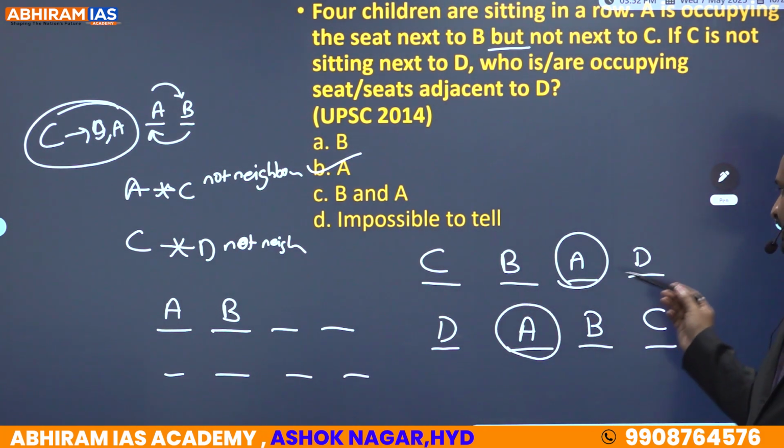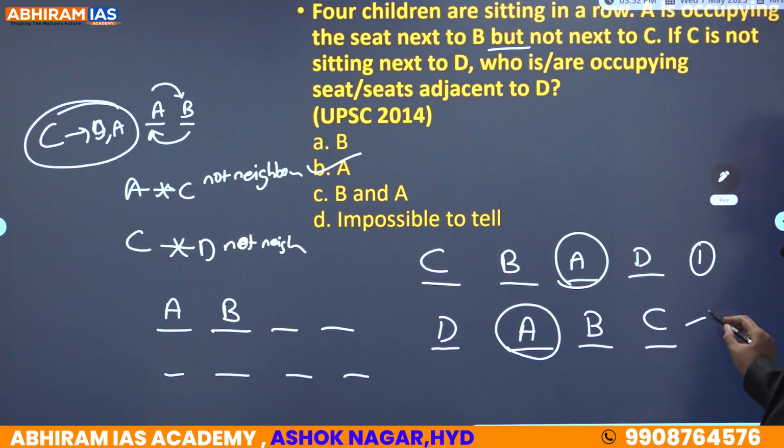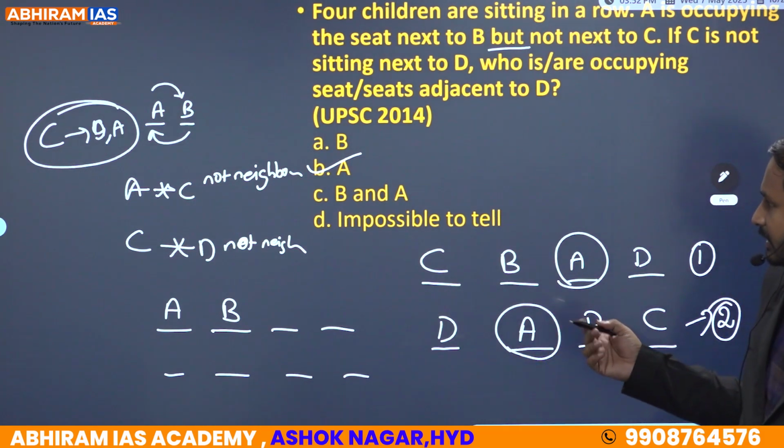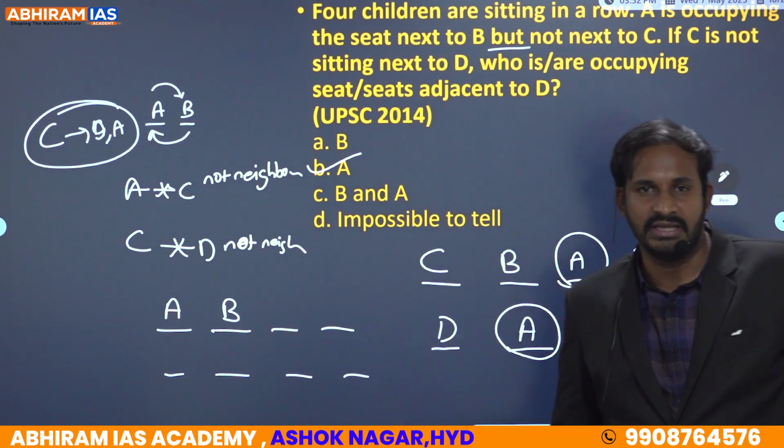So two chances are there. This is first chance and this is the second chance. In both the cases, there is only one person neighbor to D, that is A. So our answer here becomes A.